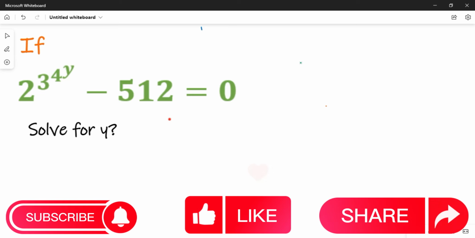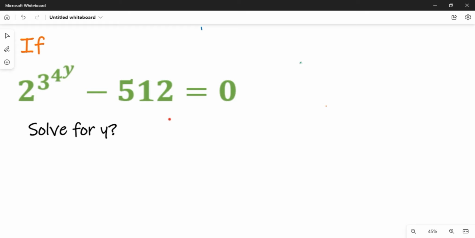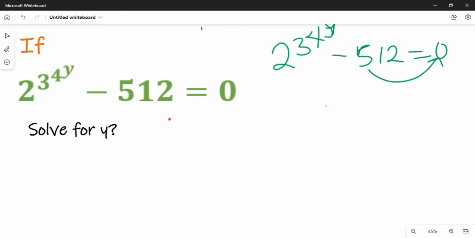Now we're going to look for the value of y as we solve this equation. We're gradually going to apply the laws of indices. Let's solve. We have 2 raised to power 3 raised to power 4 raised to power y minus 512 equal to 0. So we'll cross this to the other side, and that will give us 2 raised to power 3 raised to power 4 raised to power y to be equal to 512.